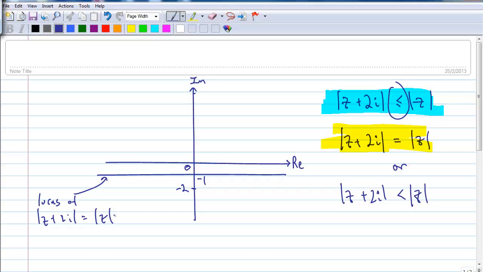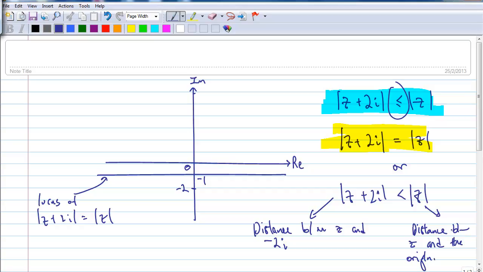Okay. Now the other one, mod z plus 2i less than mod z. Now this one, the first thing I'll do is to tell myself, now what exactly is the left hand side? The left hand side is actually the distance between z and minus 2i. Now the one on the right is also a distance. It's the distance between z and the origin. Okay, so if you put these two together, what it's trying to say is this: the distance between z and minus 2i is always less than the distance between z and the origin.